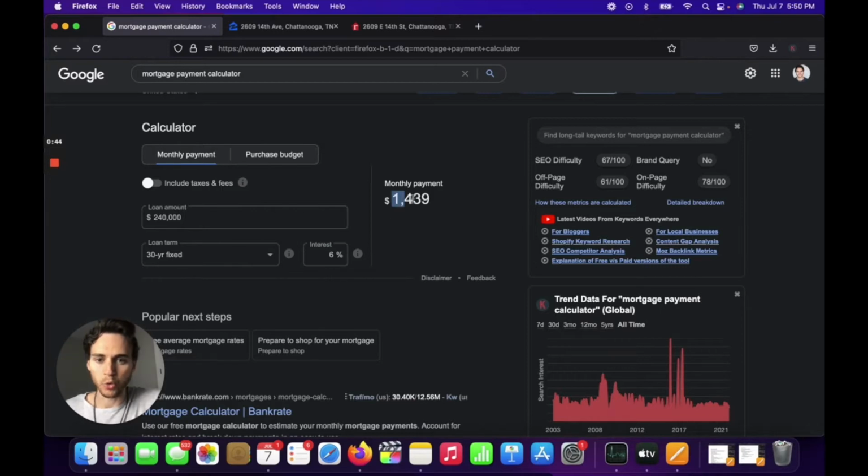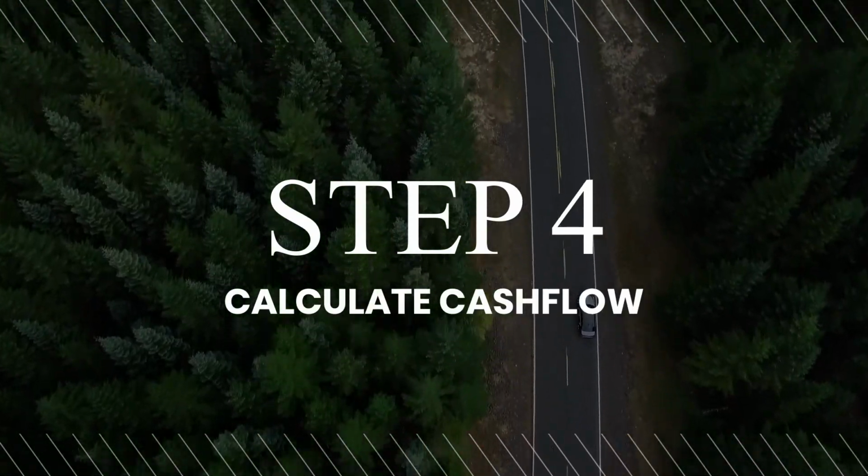we're looking at a total monthly payment of $1,439. Now keep in mind, this is the mortgage payment. This does not include things like property taxes, insurance, and stuff like that. So that'll be the next thing that we begin to calculate.